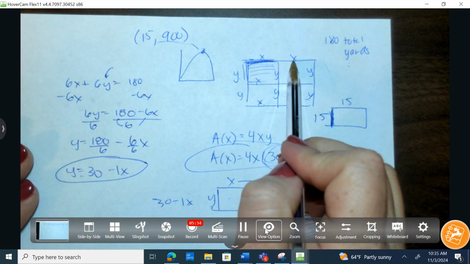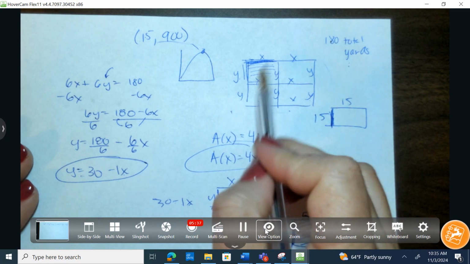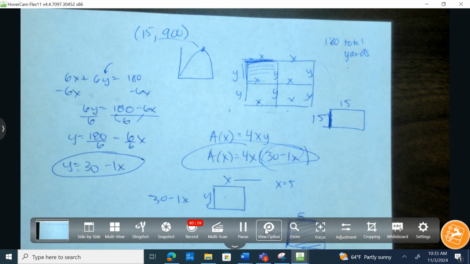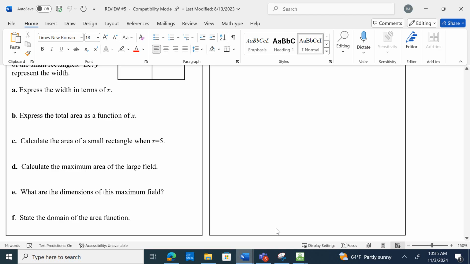So you need to specify and say one of the smaller rectangles has dimensions of 15 by 15. Or, 15 plus 15 is 30, so you could say the large field has the dimensions of 30 by 30. But you need to specify whether it is the small rectangle or the combined large rectangle that you're giving the dimensions of. I think that could have been worded better and more clearly for you.